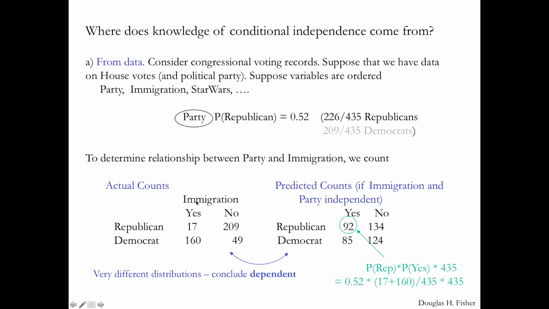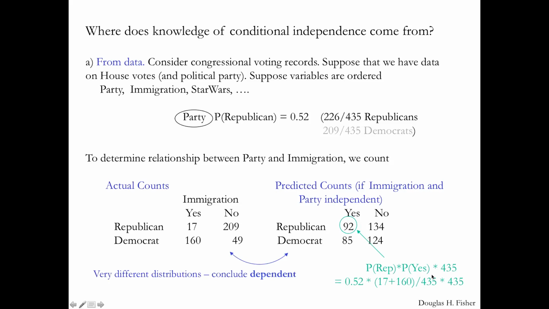17 Republicans actually voted yes on this immigration bill. 209 voted no, 160 Democrats voted yes, 49 voted no. So these are the actual counts. And these are the counts that you would expect if party and immigration were independent of each other. So how were these predicted counts computed?